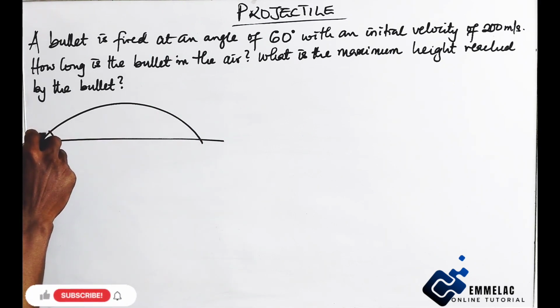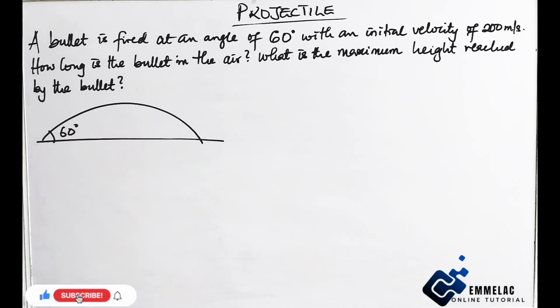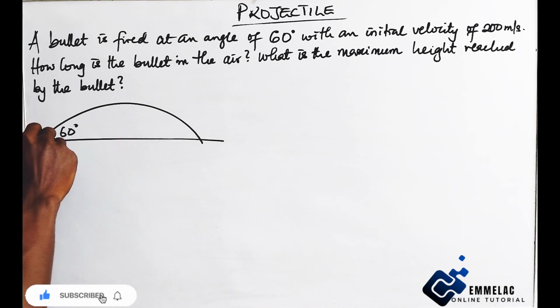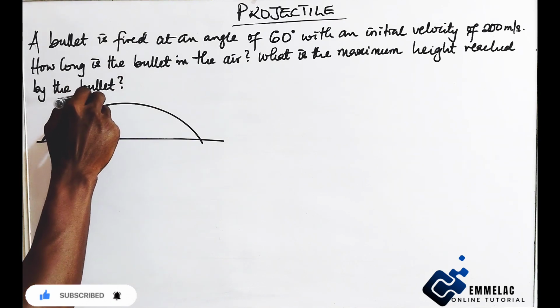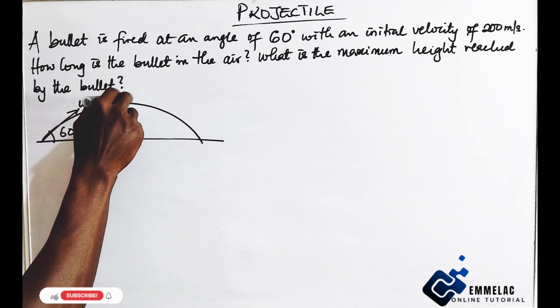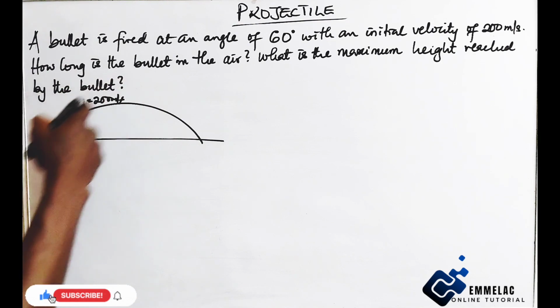now the angle of projection is 60 degrees. We are told to find... now the initial velocity, here you have 200 meters per second. Okay, now how long is that?